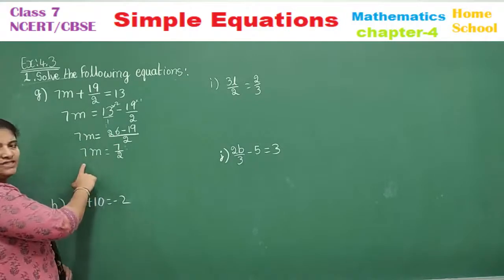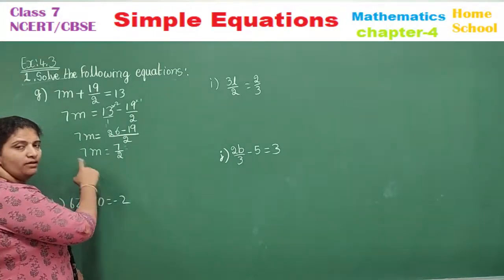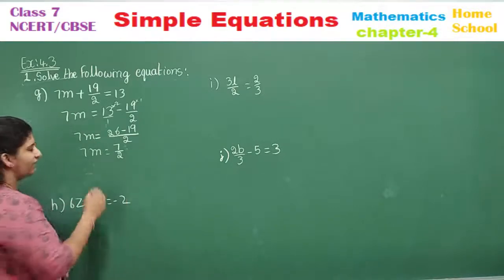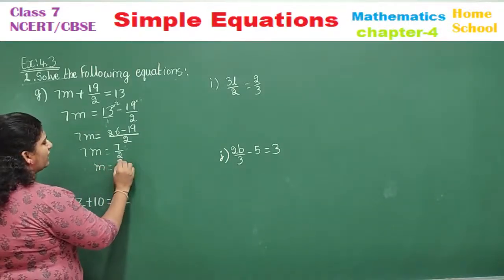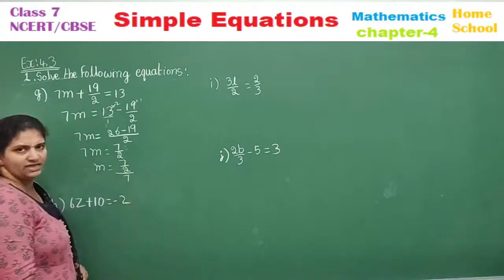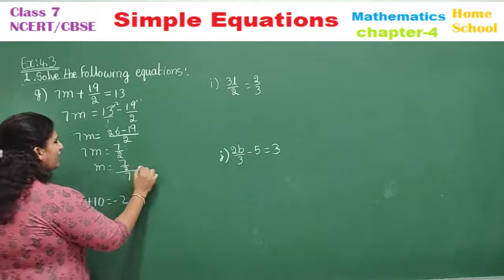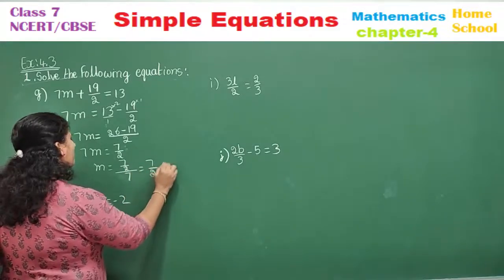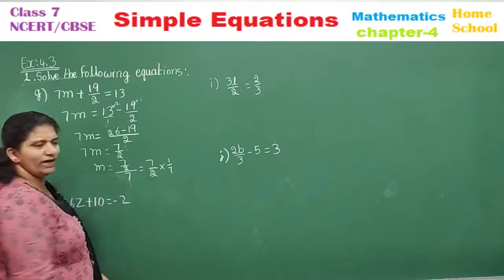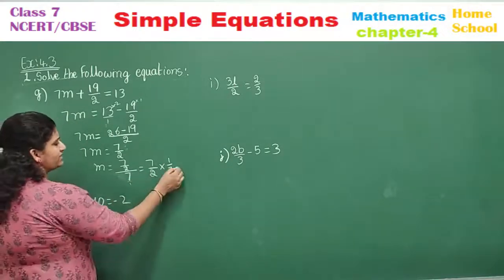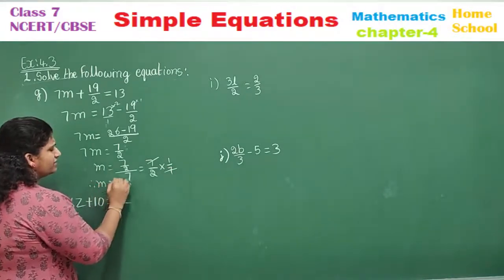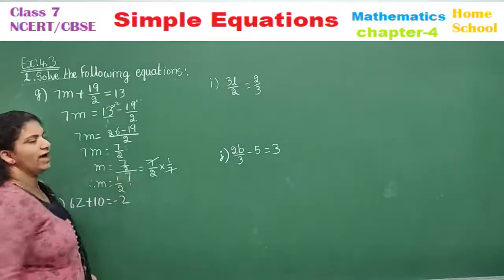Now observe here, 7 is a multiple for the variable. Multiple, if it is transposed other side, it will be divided. M is equal to 7 by 2 divided by 7. This you can rewrite as 7 by 2 into 1 by 7. Nothing there means denominator 1 now. Do the reciprocal, 1 by 7. 7 cancel. Therefore, M is equal to 1 by 2 is your answer.